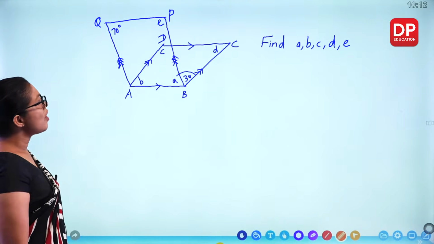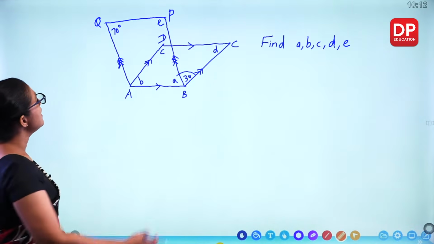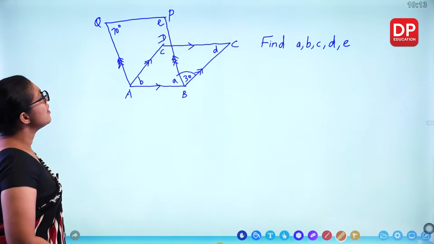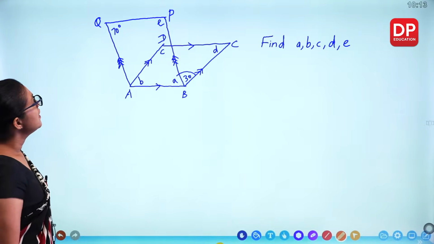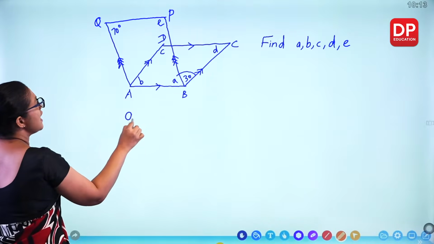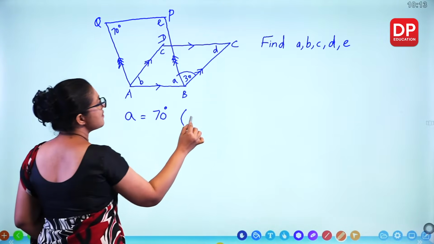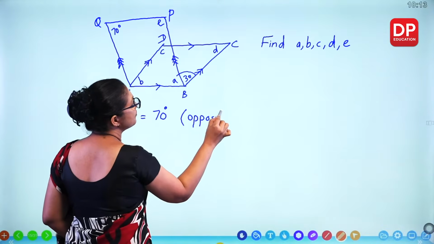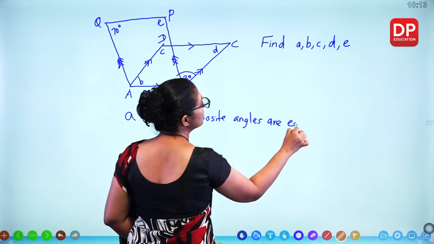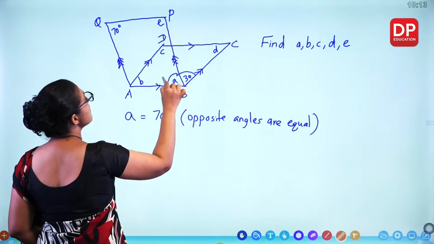We'll take this example. You're asked to find out the values of A, B, C, D, E. Look at it carefully. It's given ABCD is a parallelogram. ABPQ is also a parallelogram. And if you take ABPQ parallelogram, what can you say about A? A is straight away 70 degrees. What's the reason? Opposite angles are equal. So we found this is 70.